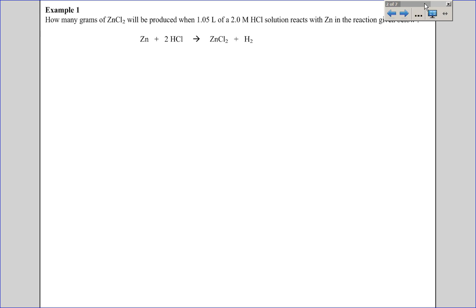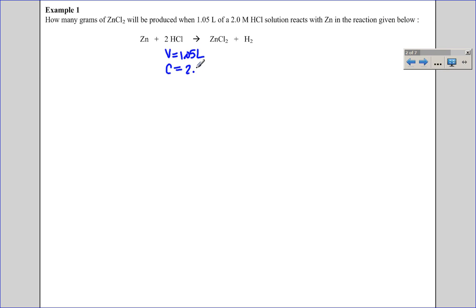In this first example, we want to know how many grams of zinc chloride will be produced when 1.05 liters of a 2 molar hydrochloric acid solution reacts with zinc in the reaction below. So we're given a volume of 1.05 liters of hydrochloric acid, and we've got a concentration of 2 mole per liter, or 2 molar. So this is our quantity A. We know how much hydrochloric acid we have, and we're being asked to find out the mass of the zinc chloride that is produced in this experiment.